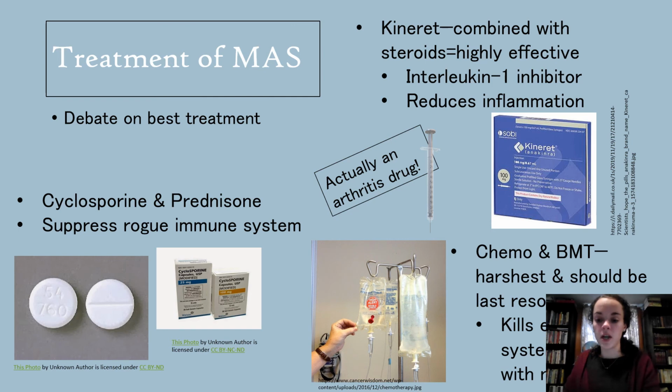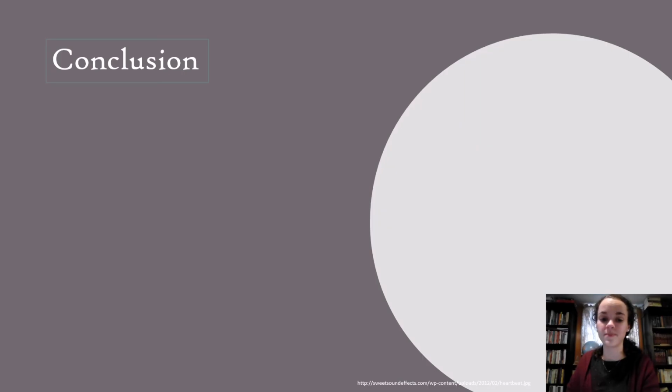The other option is chemo and a bone marrow transplant, which is the harshest option and should be the last resort, because nobody should go through chemo if they don't have to. Essentially, it resets the immune system by killing the old cells and then replacing them with new ones. But Kineret has been more effective as well, so should be used more often.